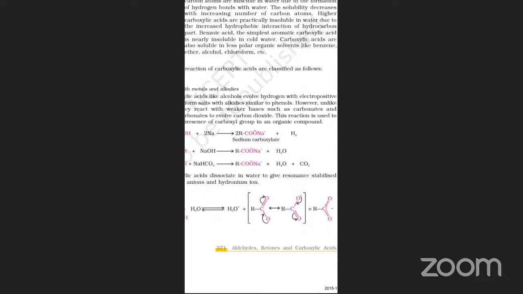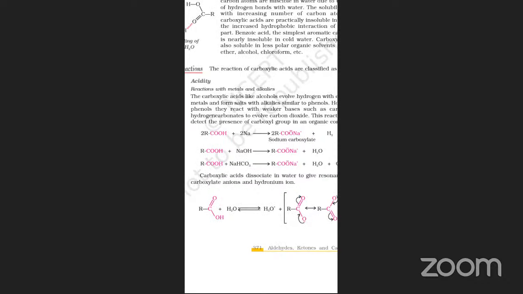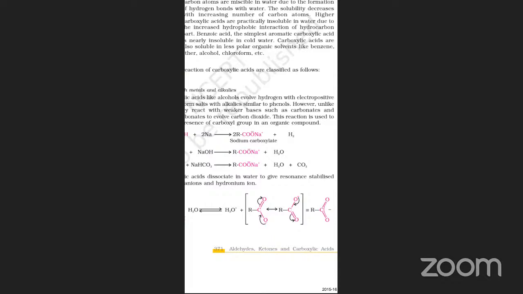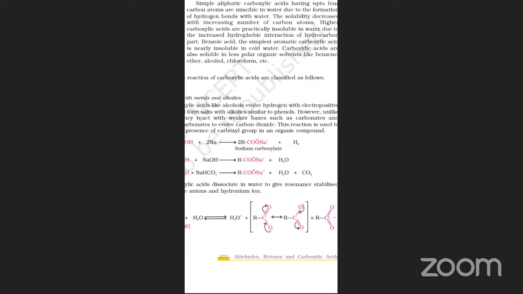After that, carboxylic acids dissociate in water to give resonance stabilized carboxylate ions and hydronium ions. If we take a carboxylic acid and dissolve it in water, it forms these two: one is the hydronium ion and the other is the carboxylate ion, which has the resonance structure like this. Clearly we can say that.